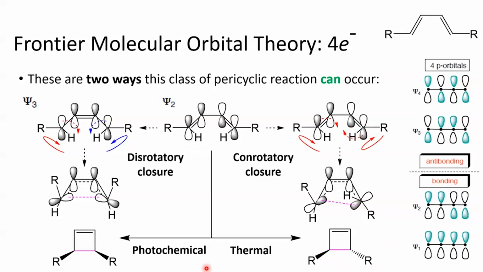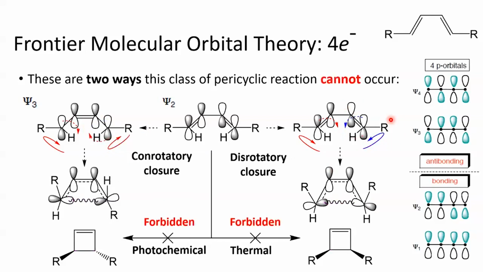And the main outcome of this is that the stereochemistry is going to be different in the two products, based on the difference in rotation that we see in the outermost p orbitals. So if those are the two ways that this pericyclic reaction can occur, there are equally two ways that the pericyclic reaction cannot occur. So by the photochemical route, conrotatory closure is forbidden. If both of these outermost p orbitals rotate in the same direction, we're going to get mismatched alignment of phases of those orbitals.